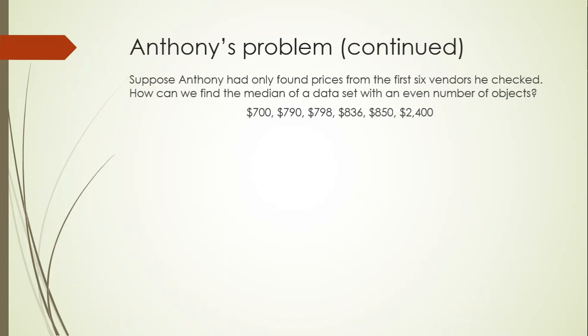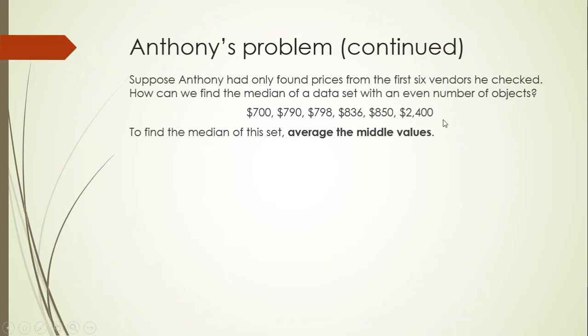Okay, and then last thing here, let's say that Anthony only found prices from 6 vendors. So how can we find the median of a data set with an even number of objects? When we had an odd number, it was pretty easy. We just looked at the middle one. But now we don't really have a middle, we have 2 middles. And the way that we do this is we just average those 2 middle values.